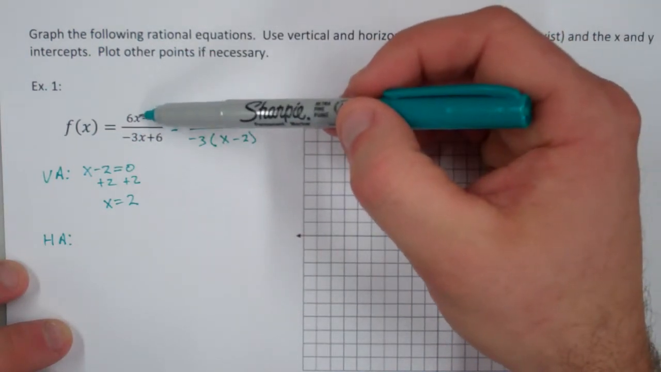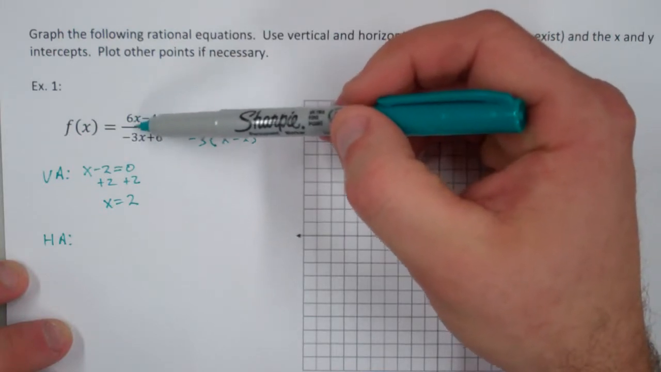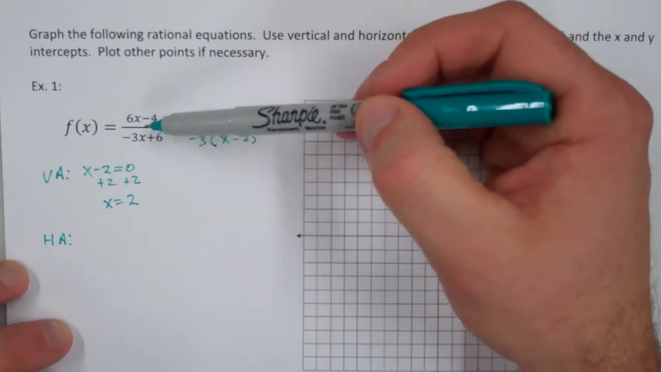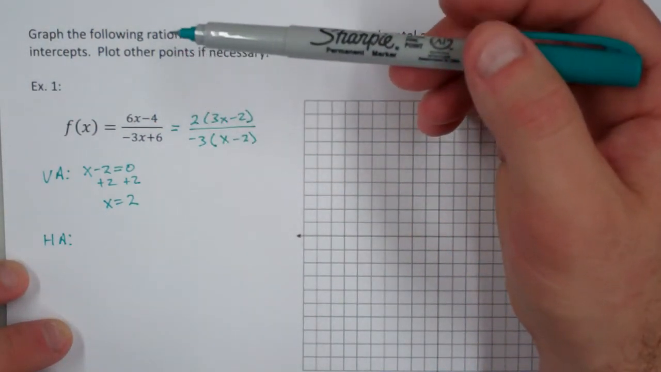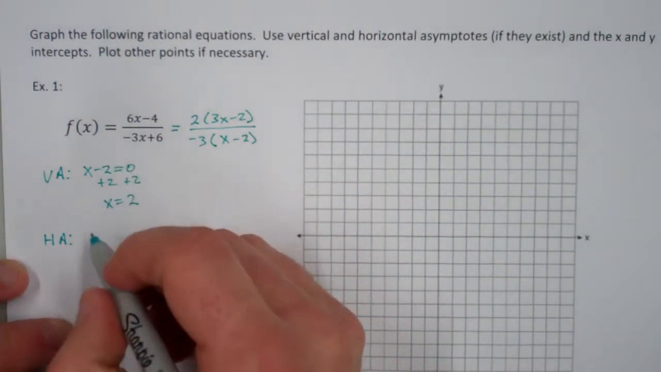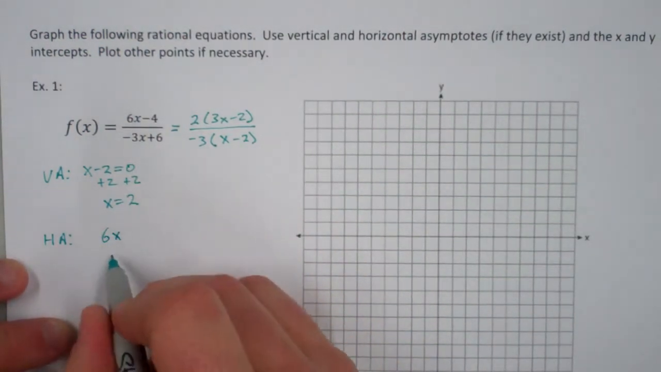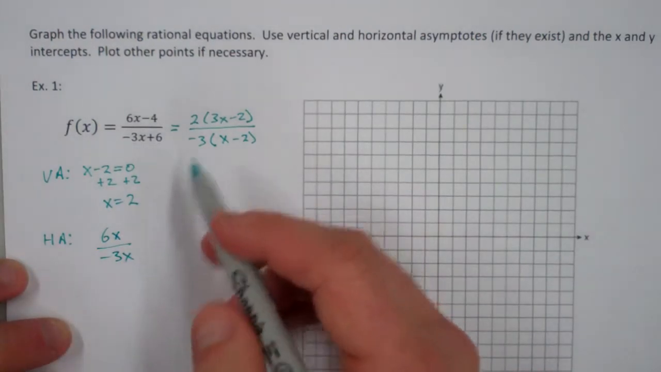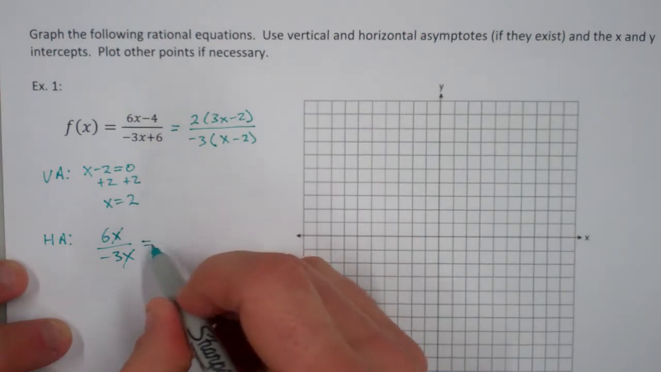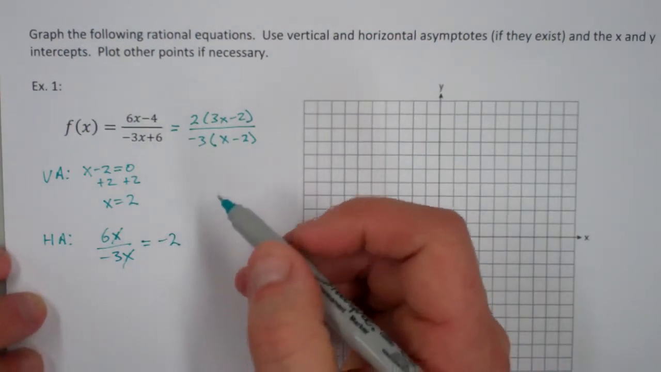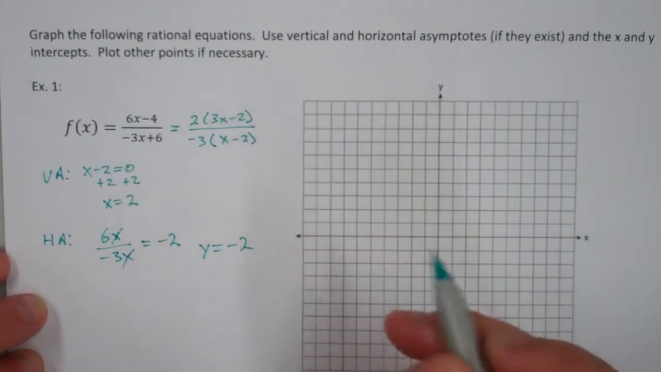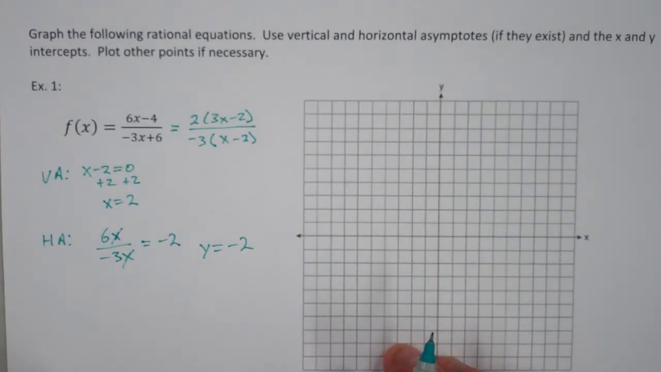But in this case, we kind of get lucky here. We have a 6x and a negative 3x. When you do this, you need to make sure that x is being raised to the same power and that it's the highest one that you see in the example. So we're just going to take a look at the leading terms here, 6x over negative 3x. The x's will cancel, and 6 divided by negative 3 is negative 2. This is a horizontal asymptote, so the actual equation of the horizontal asymptote is y equals negative 2.